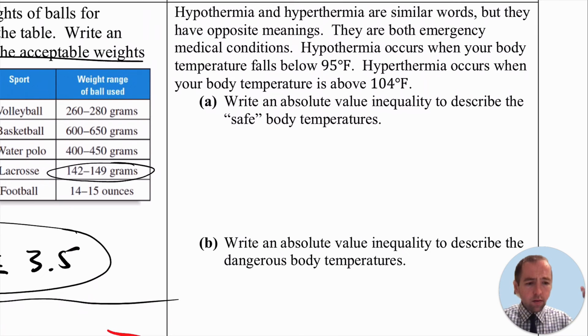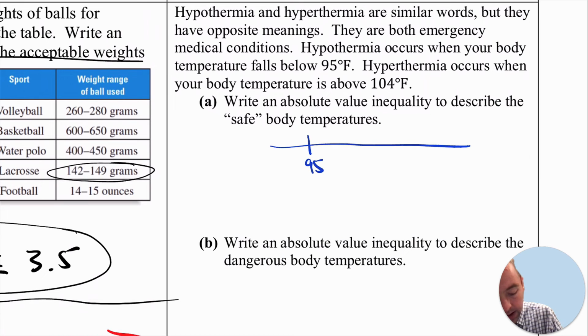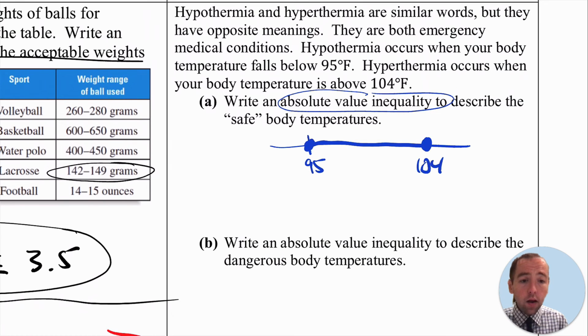So we'll consider safe to be not too cold and not too warm. Safe would be when you're at 95, because it says if you're below 95. So we'll assume you're safe if you're 95, so we'll include that all the way up to 104. So that would be the interval. We want to represent that with an absolute value inequality, so we need the middle of this interval. You'll have to average the 95 and the 104, and it turns out that 99.5 is the midpoint of those values.